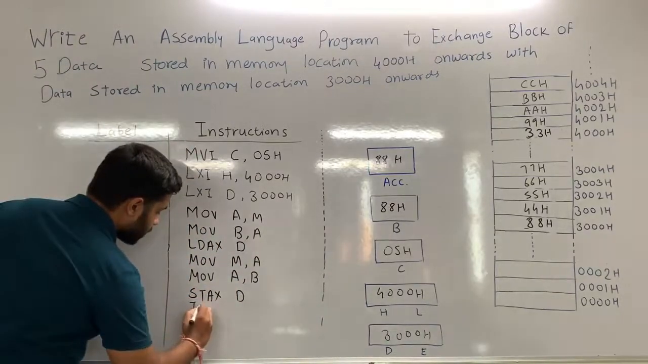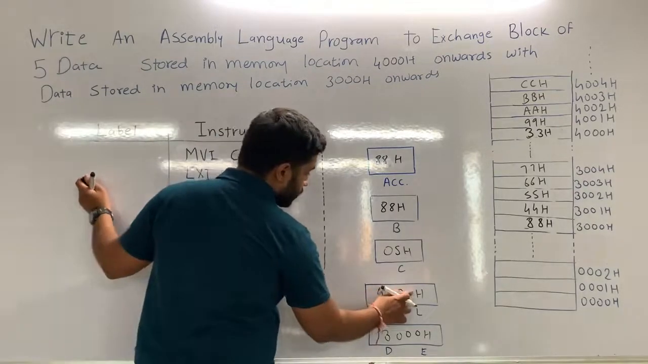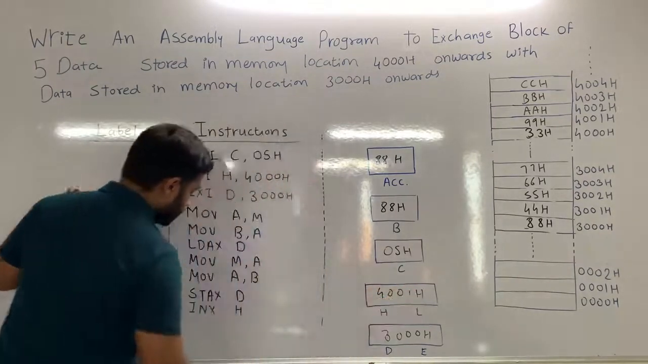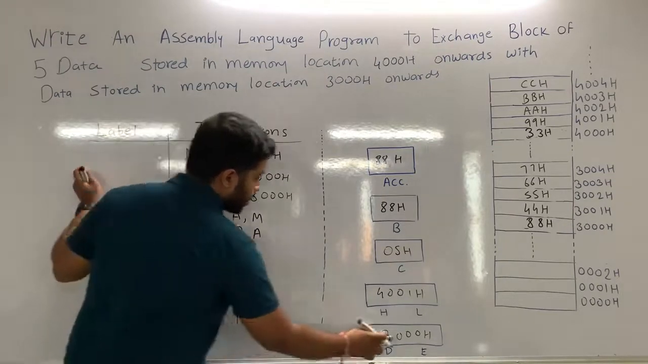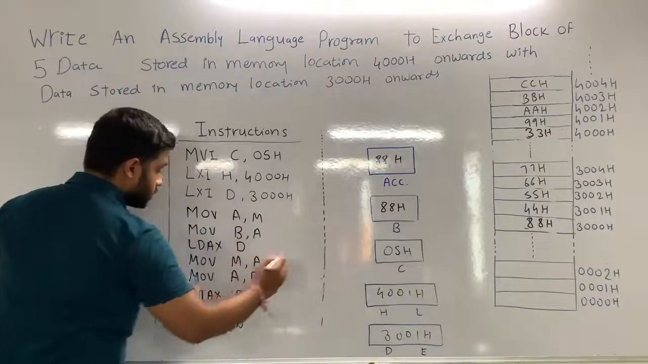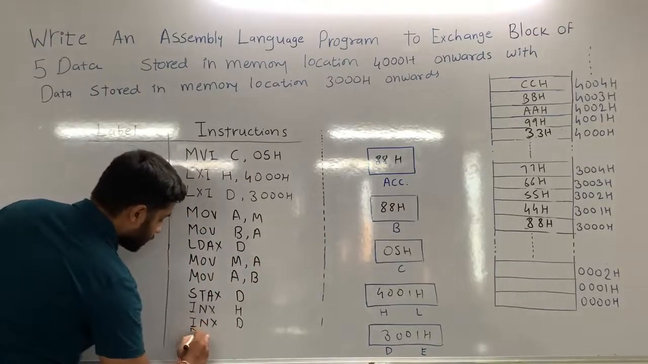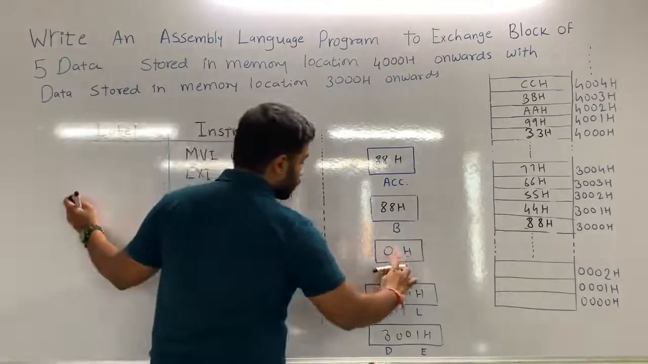So first of all, let's increment HL and DE. So we will use the instruction INX H. So the value of HL will be incremented by 1. Then INX D. So DE will be incremented by 1. And the value of register C will be decremented: DCR C. So it will become 4.